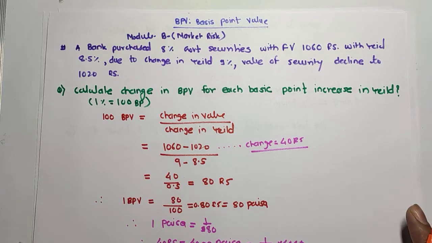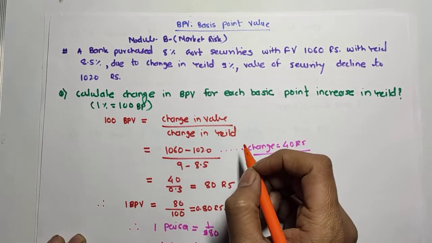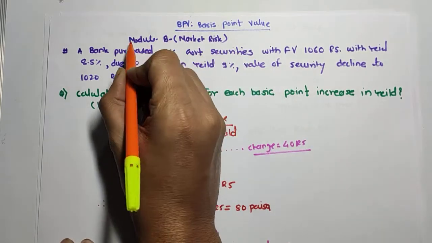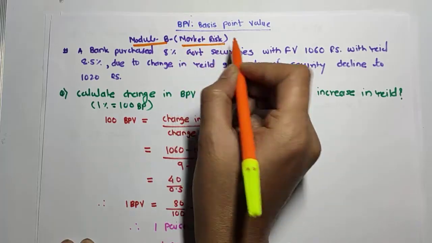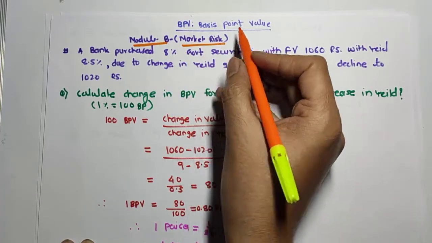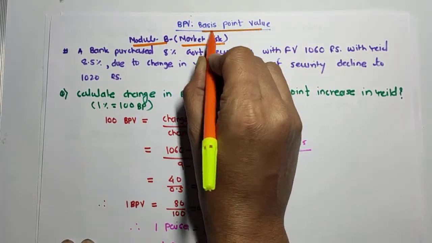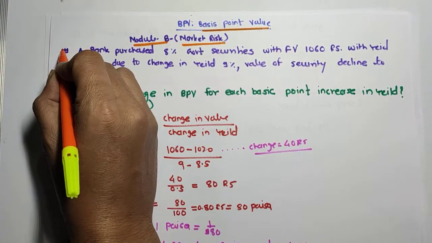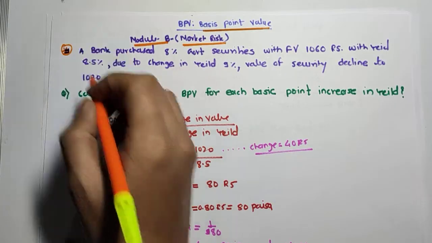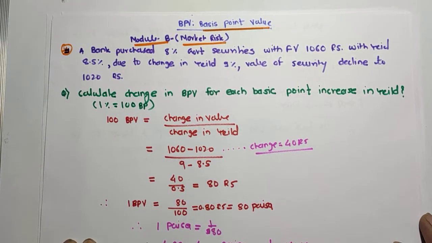Hello friends, in this video we will cover some important numericals of Module B, BFM, CIB BFM, Module B from the unit Market Risk, and the numericals are based on the basis point value. So friends, see the very first numerical. How to solve that numerical based on the basis point value, that is BPV numericals.